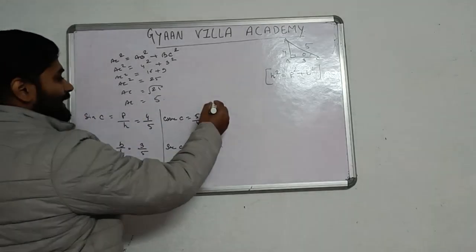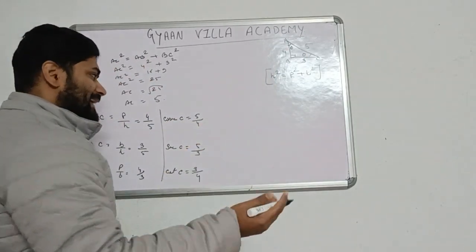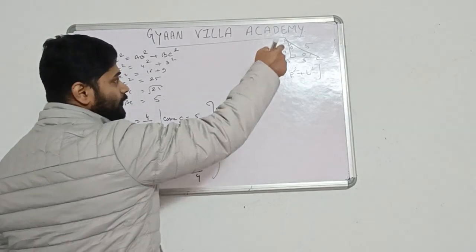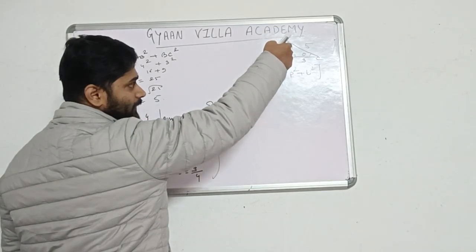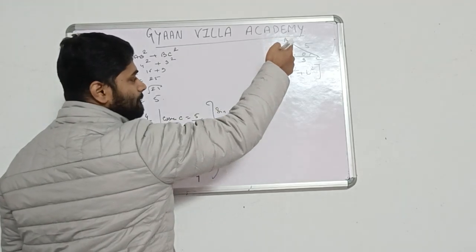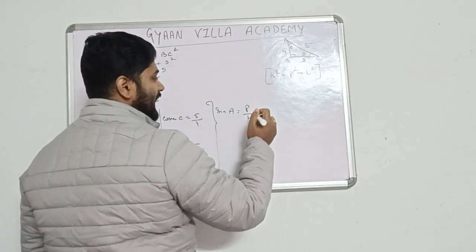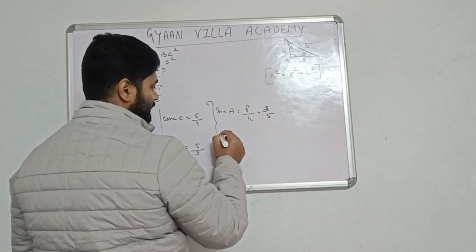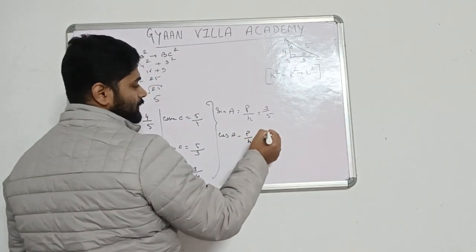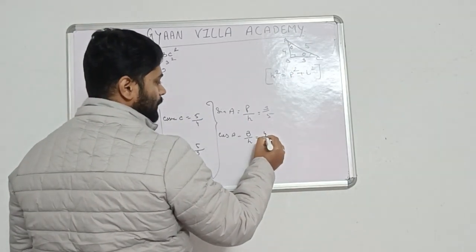Now let's take another case, when instead of C you are observing from A. In that case, see, sin A. If you are observing from here, the opposite will be the perpendicular. What is sin? Sin is perpendicular over hypotenuse. You are observing from here, so it will be perpendicular and hypotenuse, so 3 by 5. Next cos, it's base over hypotenuse, so it will be 4 by 5.